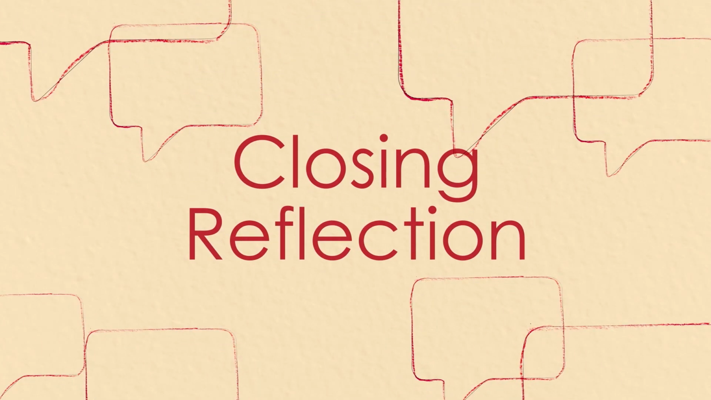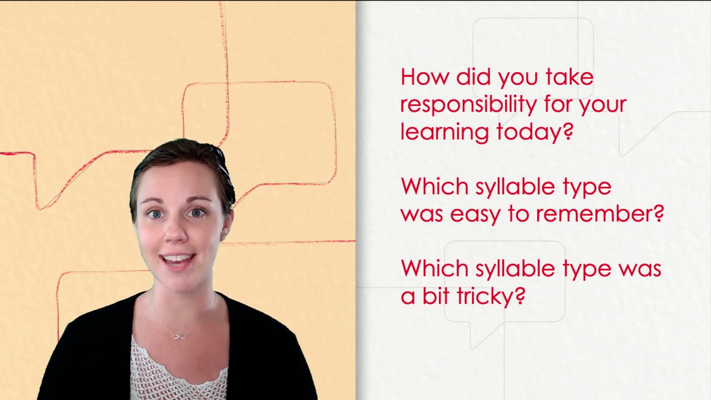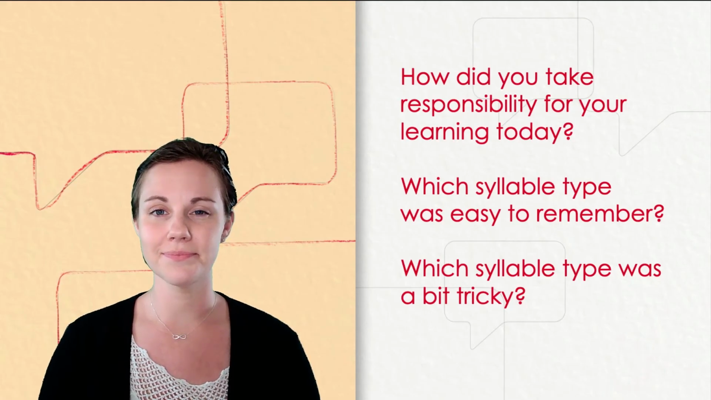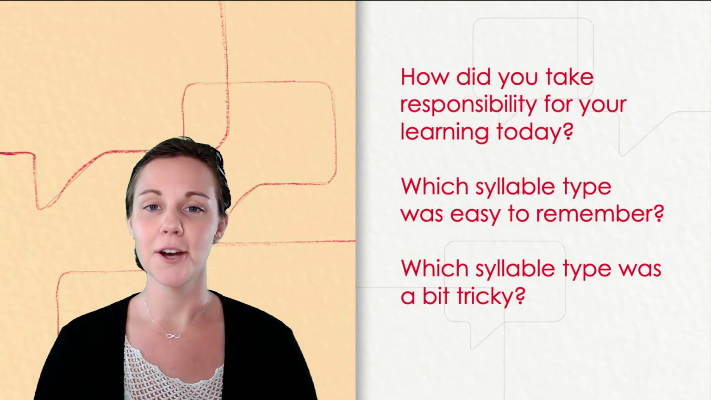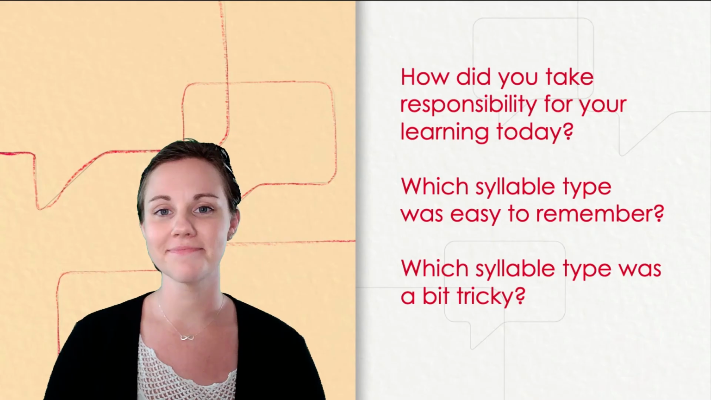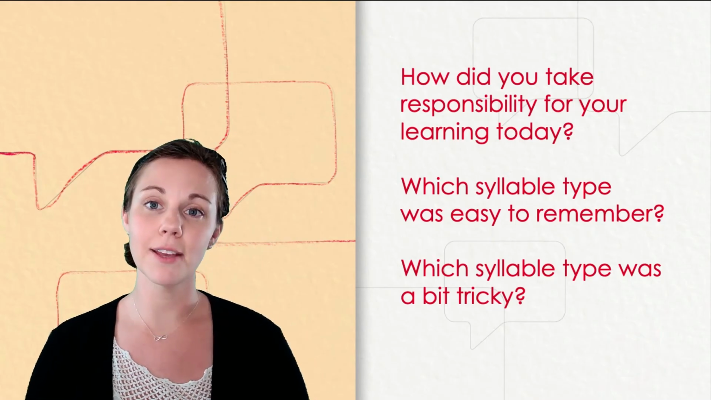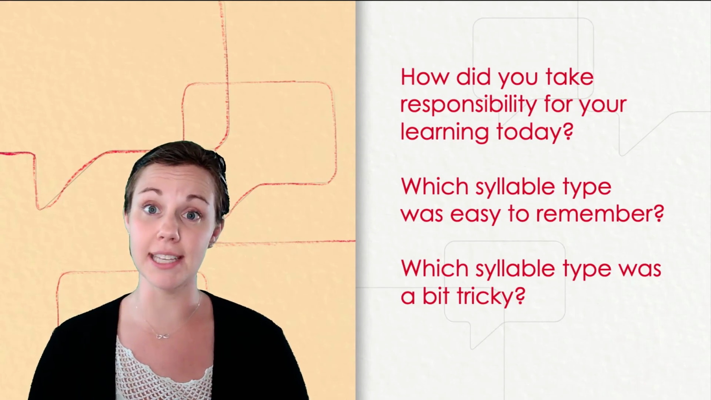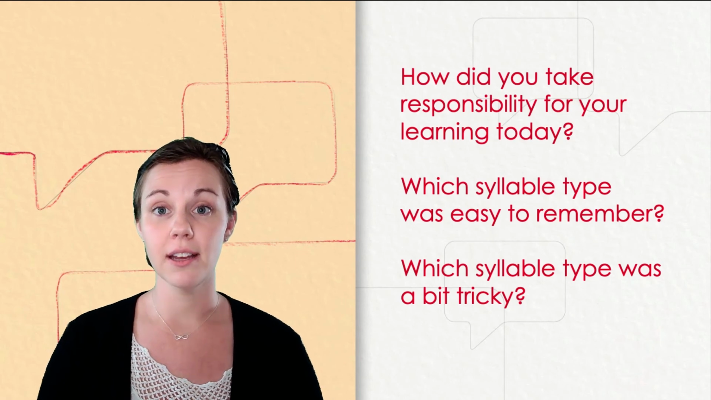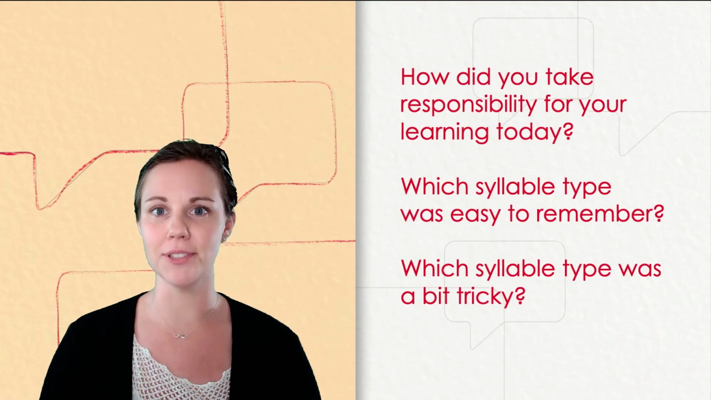Closing reflection. How did you take responsibility for your learning today? Which syllable type was easy to remember? Which syllable type was a bit tricky? So far we've learned about open, closed, magic E, and vowel teams.